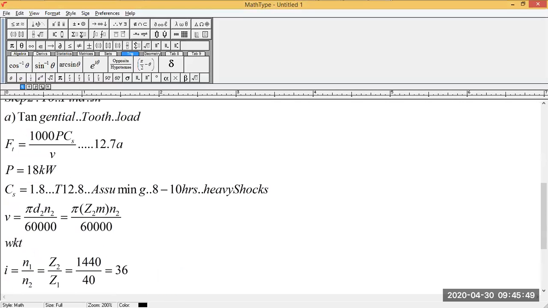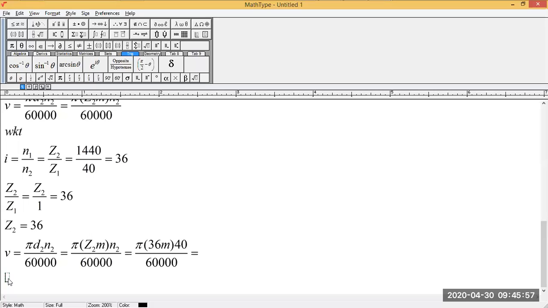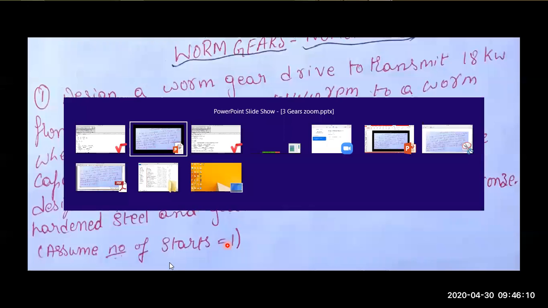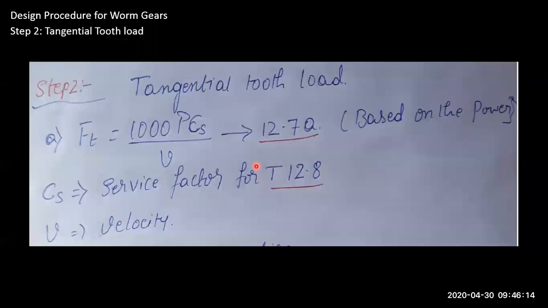Now continuing, once you have found all of this, let's substitute in the tangential tooth load equation here and find out what the tangential tooth load is. That is part 1 of this step 2, right? This is synonymous to this numerical. Now you can take it as equal to this here.